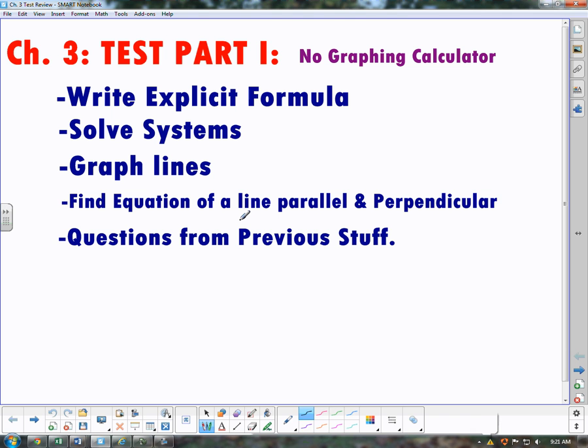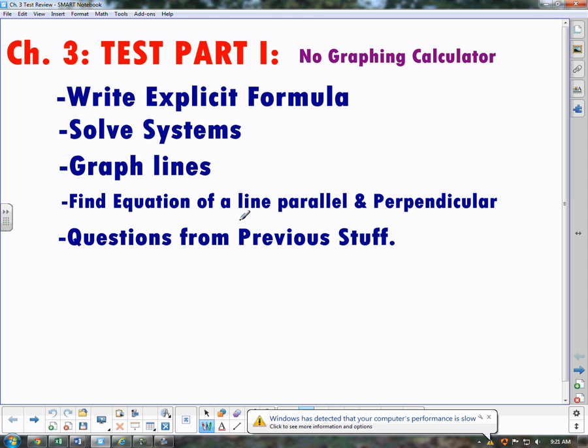have your calculator. And then you'll have to graph some lines and find equations of a line that are parallel and perpendicular to that line. And then you'll have some questions from previous material, like the first chapter that we had and things from last year or the year before.